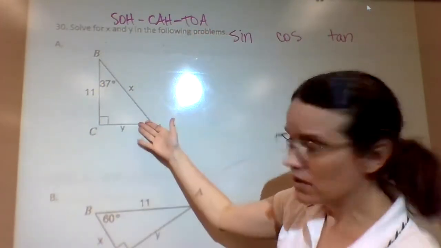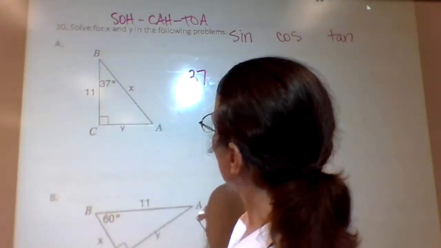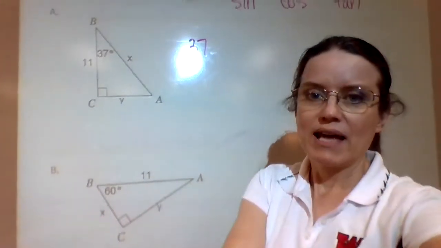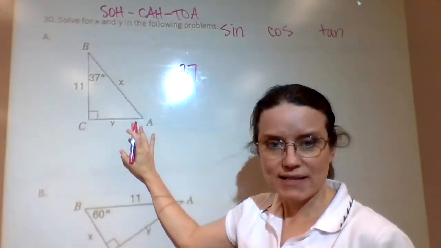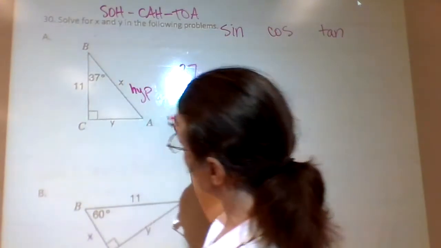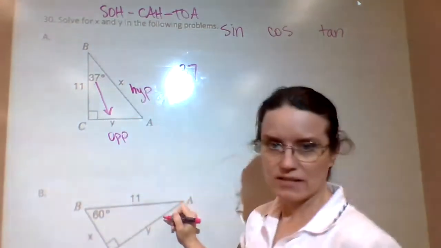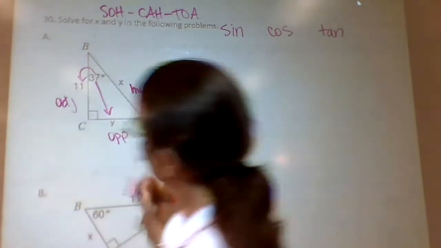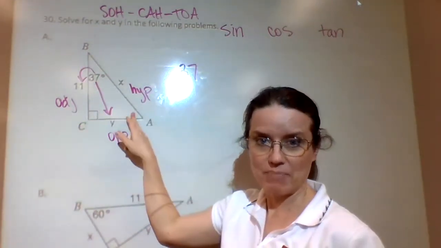And so, looking at this problem here, I've got just the angle 37. And I want to know which trig function I can use to help me figure out x and y. So I'm going to focus on labeling my sides so I can figure it out. The side opposite the right angle is always going to be my hypotenuse. My 37-degree angle, this y is opposite that, and this 11 is adjacent to the 37 degrees. So I have an opposite side, an adjacent side, and a hypotenuse.